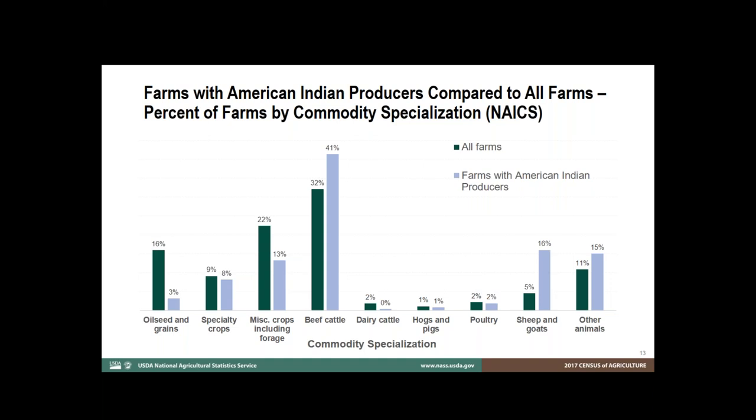One of the ways we like to tabulate and categorize farms is by their commodity specialization. That's often in our tables called the North American Industrial Classification System, and it identifies the primary commodity produced by a farm. What was the commodity that accounts for 50% or more of agricultural sales from a farm? This chart shows how all farms compare with farms with American Indian producers. You can see fewer American Indian producers produce oil seeds and grains, but more produce beef cattle, and in particular, there's a much higher share who specialize in sheep and goat production.